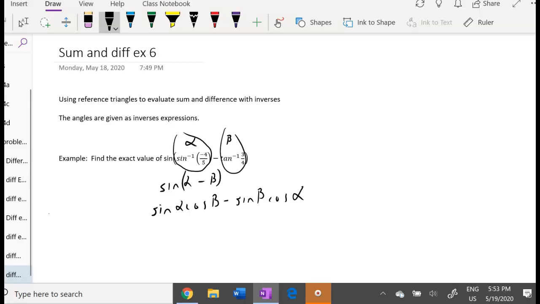So we know that the sine of alpha is negative 4/5. If the inverse sine of negative 4/5 is alpha, that means that the sine of alpha is negative 4/5. But because that came from an inverse statement, we have to remember that the inverse sine is only defined from here to here. So we want the sine of some angle to be a negative value, and that means a negative y value, which means it's got to be in the fourth quadrant down here.